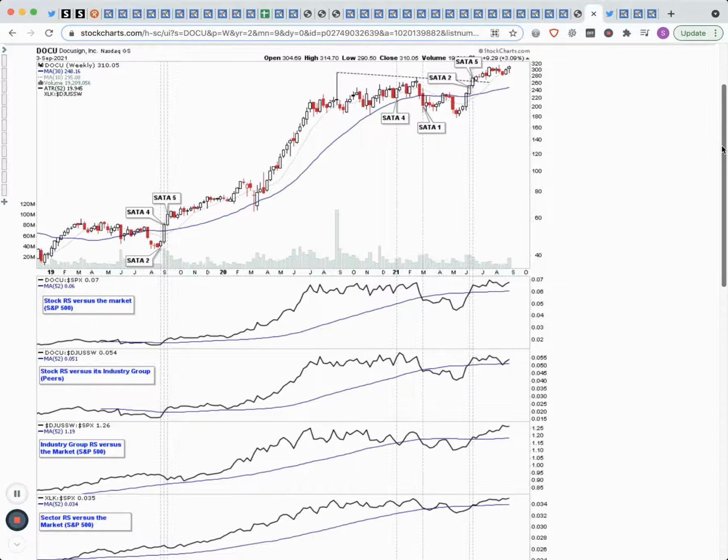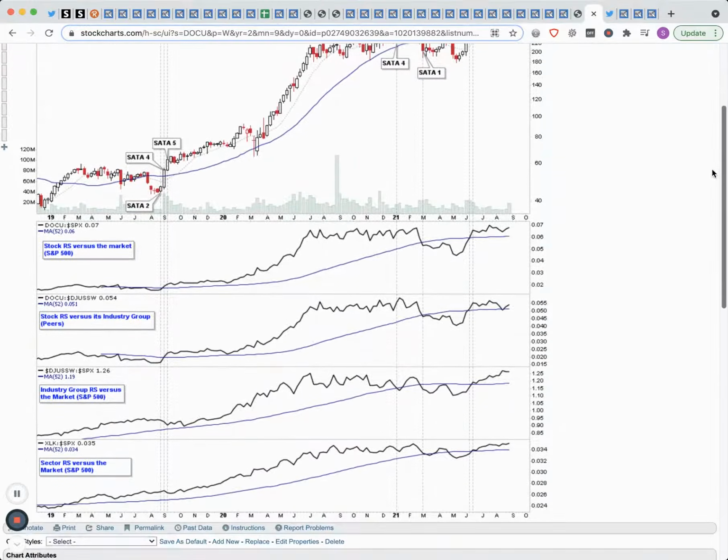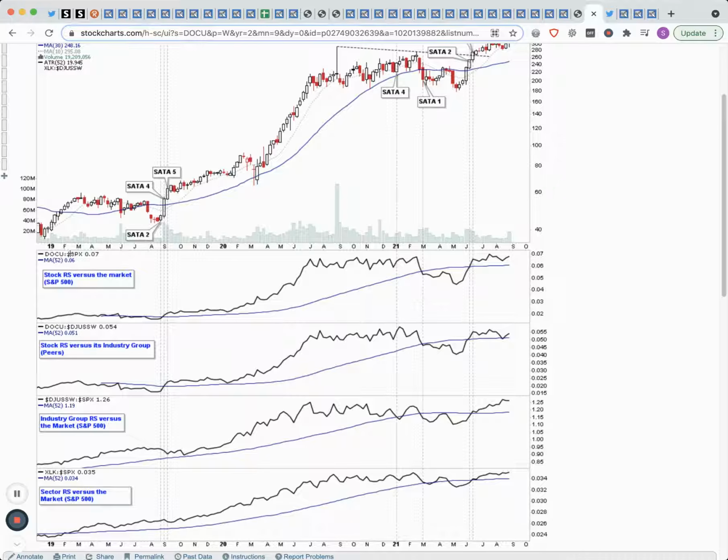So for example, this is DOCU. So I've marked up these bottom areas here. So you've got the stock versus the S&P 500. You've got the stock versus the industry group. You've got the industry group versus the S&P 500, and you've got the sector versus the S&P 500. So this blue line here is the 52-week moving average of the relative strength line itself, which we call the zero line in Stan Weinstein's method. So that's your zero line. If you're above that, it's positive, and when you're below that, it's negative. So outperforming above and underperforming below, and ideally with the moving average itself rising.